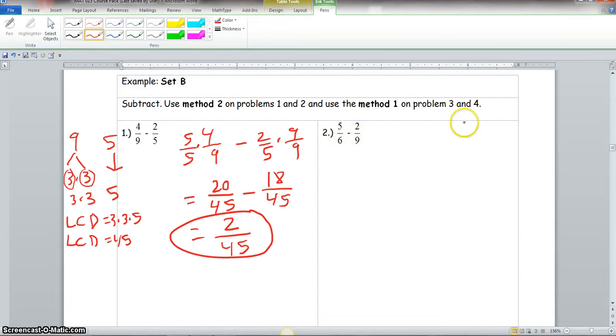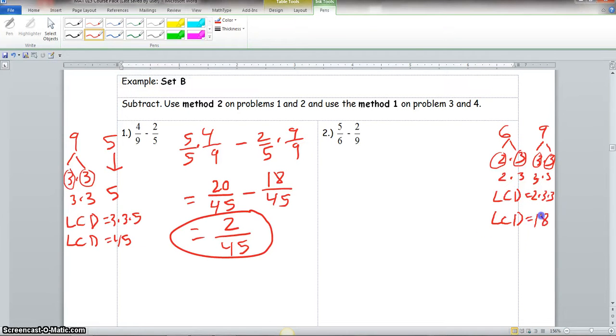Now we come here to number 2. We see we had different denominators, so we need to find a prime factorization of 6 and 9. Prime factorization of 6 is 2 and 3. Prime factorization of 9 is 3 and 3. So now we need to write our LCD. Now we have 1 2, and we have 2 sets of 3s. We have 1 3 here and 2 3s here, so we know we'll bring down the 2 3s. So our LCD is 18.